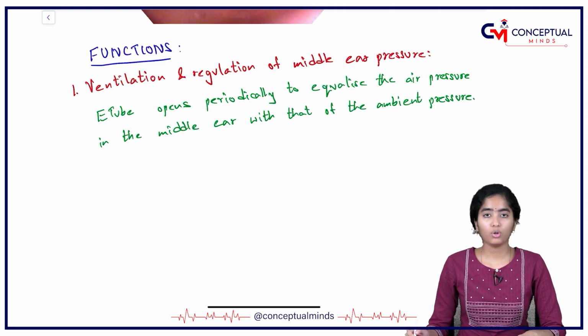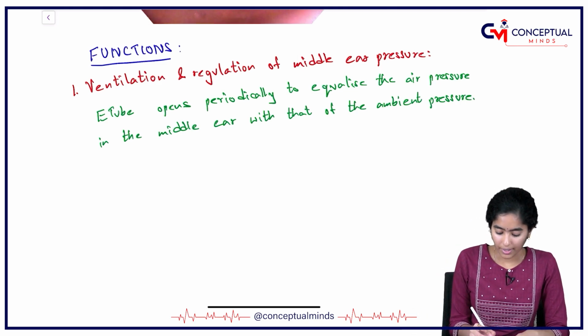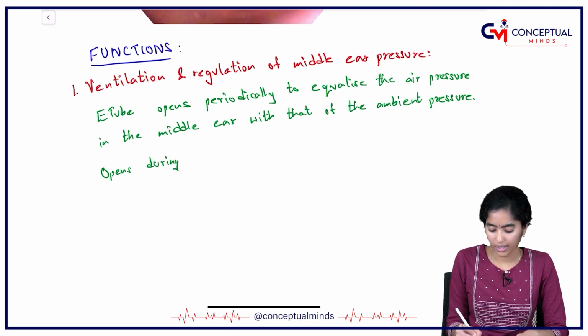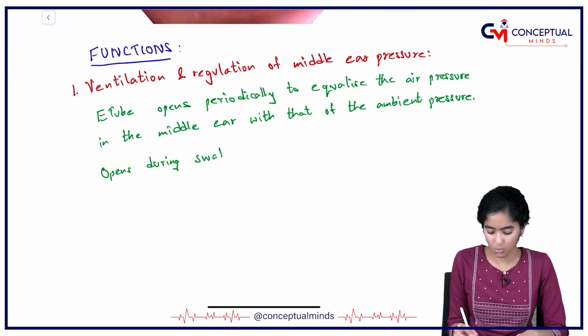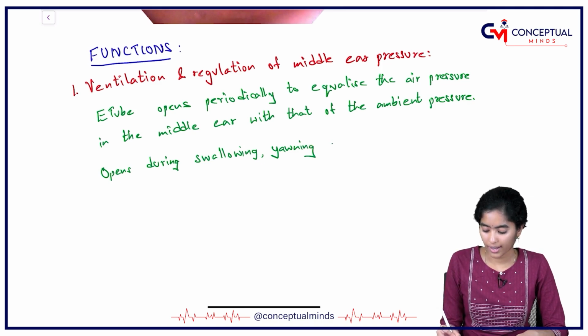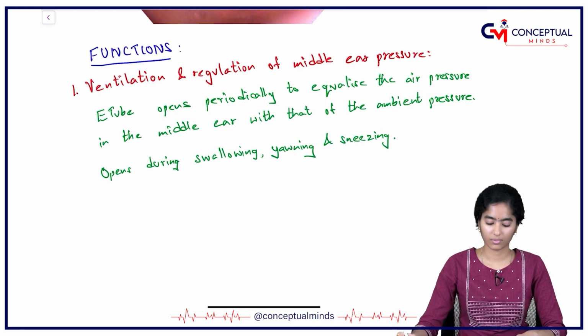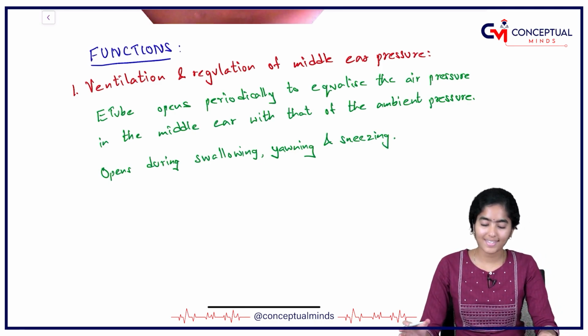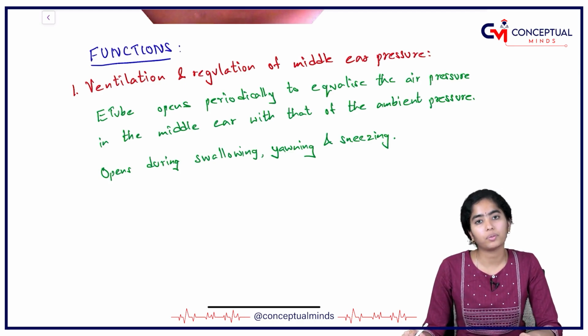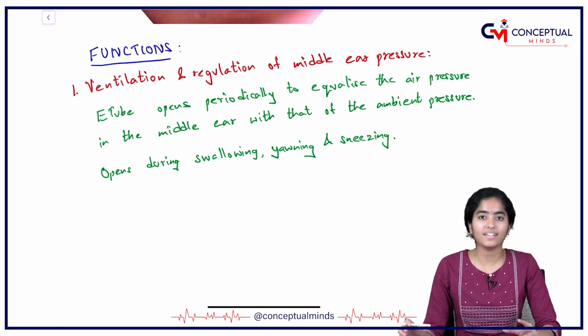Now the Eustachian tube normally remains closed. It opens during, as I told you, three activities. One is swallowing, next yawning, and also sneezing. By this, it regulates the middle ear pressure and it also provides ventilation to the middle ear. It lets air into the middle ear.